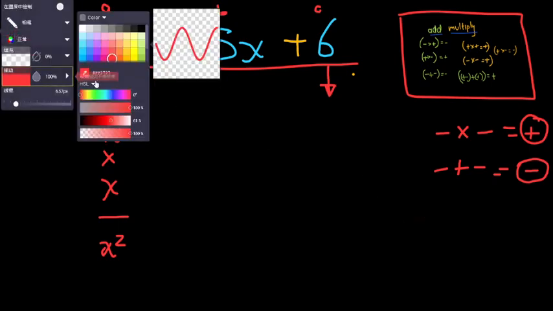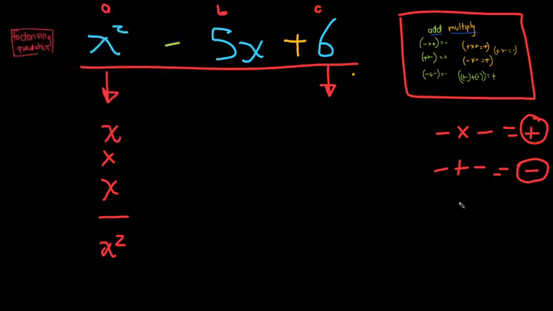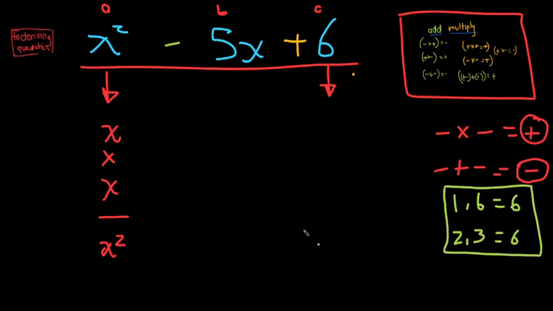So let's check that out. Really simple. It's not that difficult. We write down the factors of c. So we know that 1 times 6 is equal to 6. We know that 2 times 3 is equal to 6. And those are the only factors of 6 that we can find.